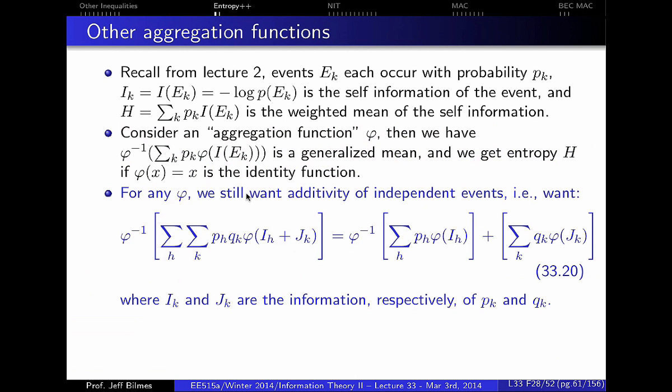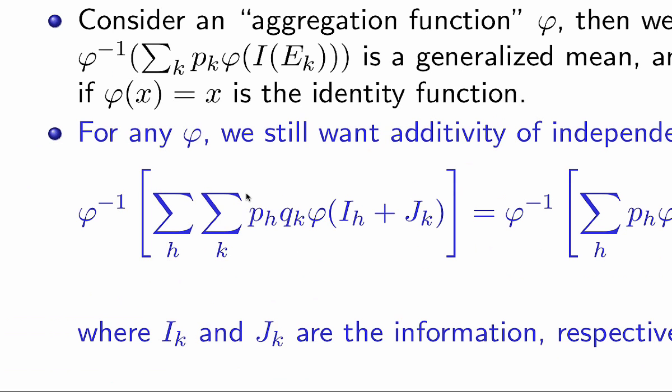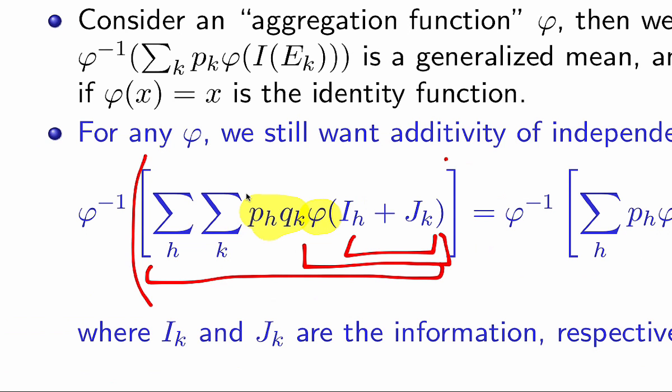So if we have these sets of joint events, h and k, the way we can represent them being independent is by writing the probability as this product, p sub h times q sub k. Now this is the information of event h, this is the information of event k, and then we take the aggregation function of it, compute the weighted average, because we're adding up the informations here, and then finally invert the result.